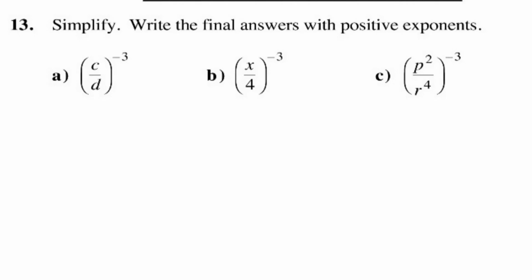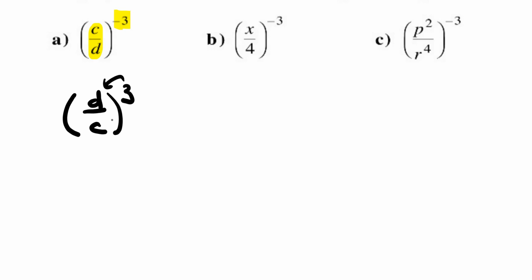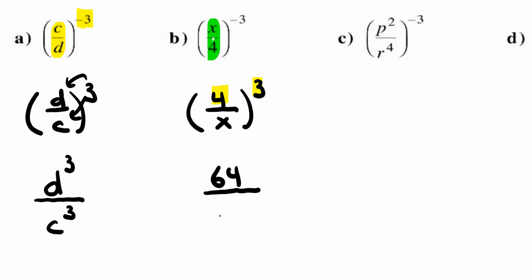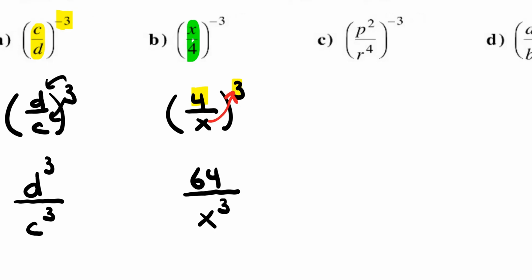So now we have some variables here. So if a fraction to the negative power, we flip the fraction. This is d over c to the power of positive 3. And if we had to distribute the 3 into the brackets, this would be d to the power of 3 over c to the power of 3. Okay, next one here, we flip the fraction. So 4 divided by x, we flipped it to the power of positive 3. 4 to the power 3 is going to be 64. So 4 times 4 times 4 is 64. And x to the power 3 is just x to the power 3, right? So this x is being raised to the power 3.